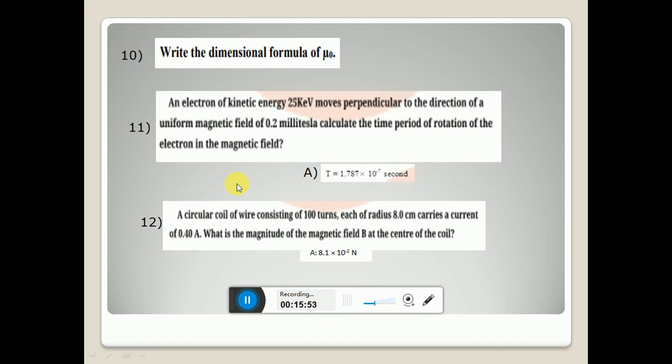Next one, an electron of kinetic energy 25 kilo electron volts moves perpendicular to the direction of a uniform magnetic field of 0.2 millitesla. Calculate the time period of rotation of the electron in the magnetic field.